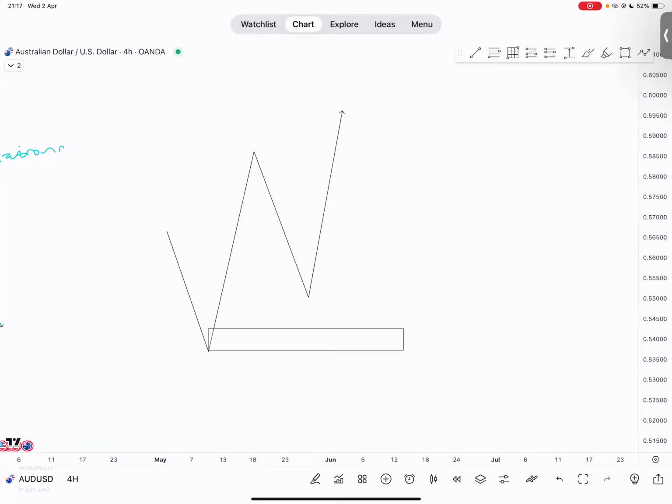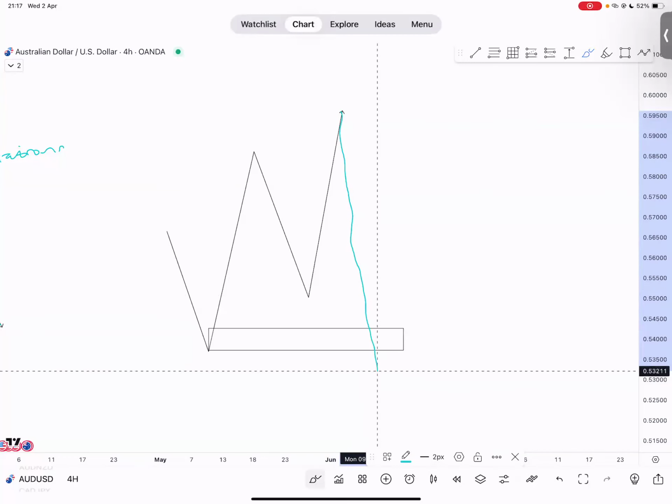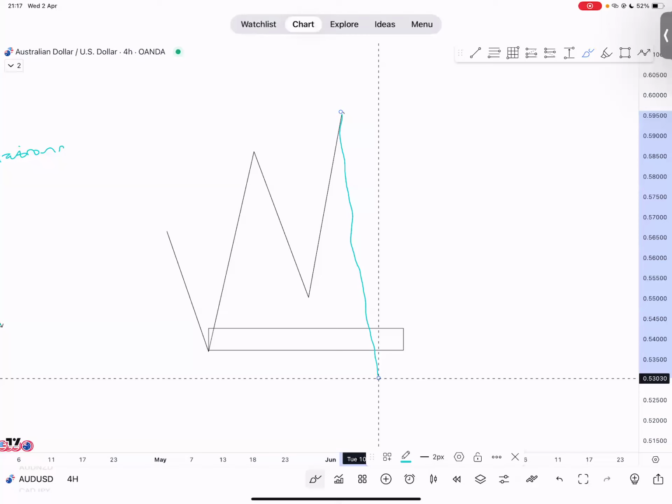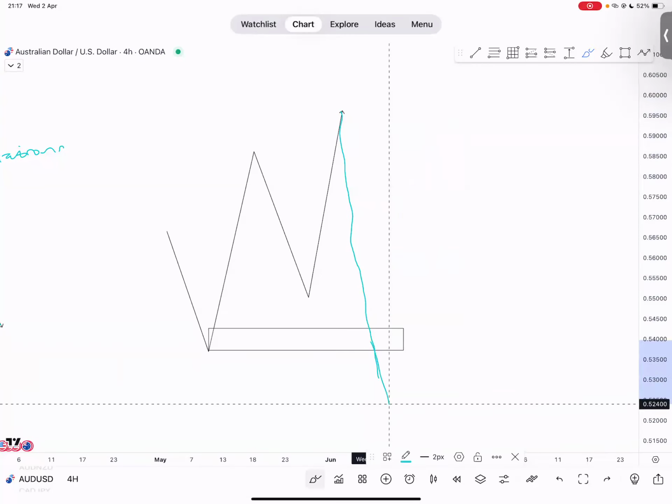And now, since this has failed in its duty to send price to the upside, right? Price broke through it. It failed to do what? To take price to the upside. Instead, price broke through it to the downside. What do you ask yourself?